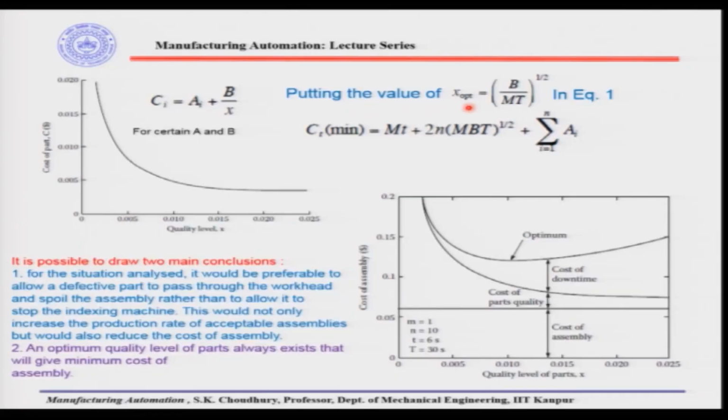Now, putting the value of x optimum as B by MT root over, which we have found out in the earlier equation, we can find out these curves. These curves are made for cost of assembly and the quality level of parts, and you will see that there are different qualities, different costs, that is the cost of downtime, cost of quality of parts, cost of assembly, and altogether we will have a curve like this, where we will always have an optimum value of the quality level for which the cost is minimum. So, this is the conclusion which is drawn from here.